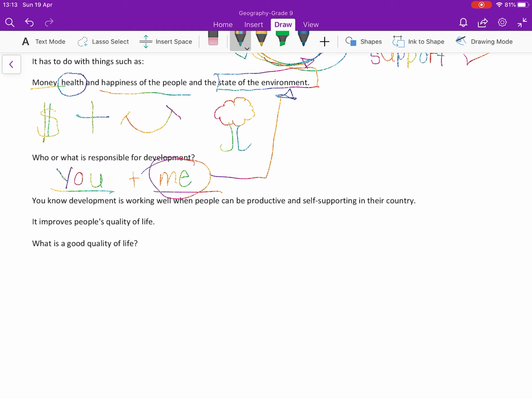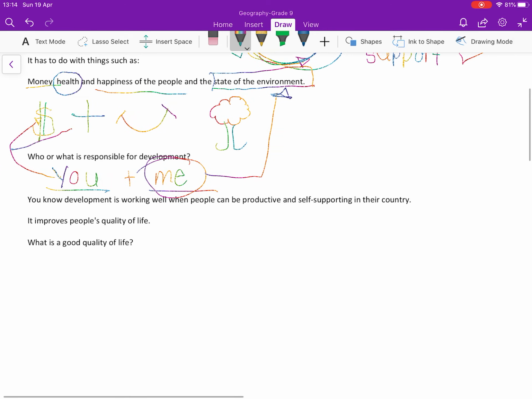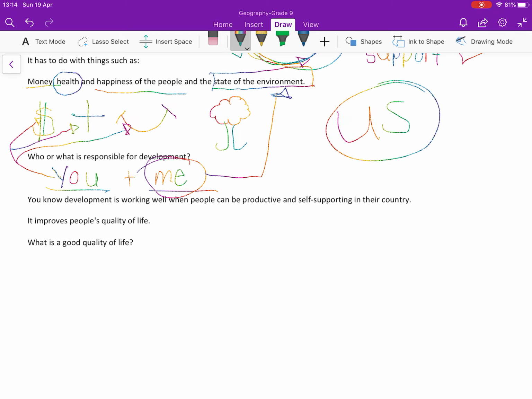And then people that are older, like your parents or your teachers, will take care of things such as the money. You need money to have good medical care. You need money to provide basic needs so that people can feel happy. So we are all contributing to development. It is all up to us to make development happen. And there are obviously a lot of other factors that rely on it.